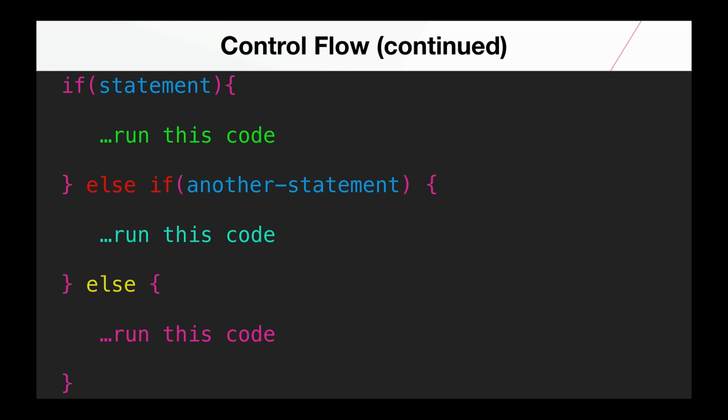One important thing to note here is that only one of these blocks of code is going to run. Only one. So if the first one is true, then it'll run and nothing else will be run. Otherwise, it'll keep following down the line until it gets to the else. And then if nothing is true, then else will run.